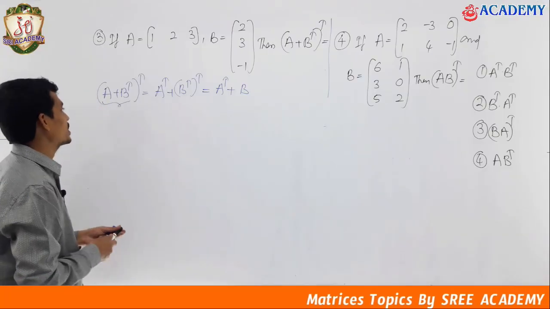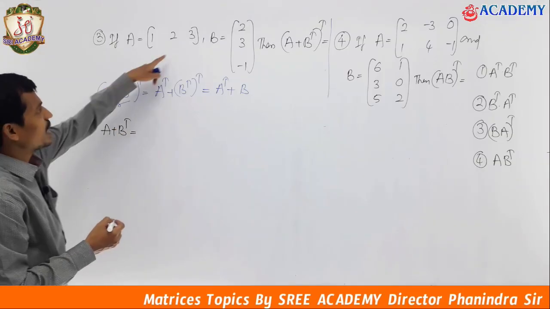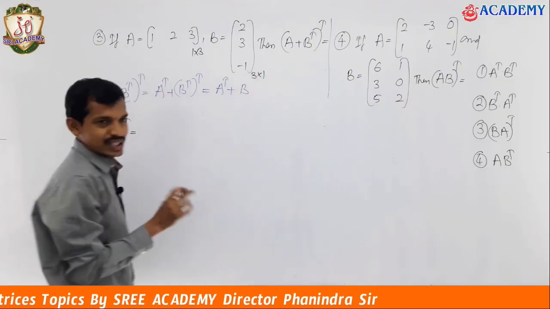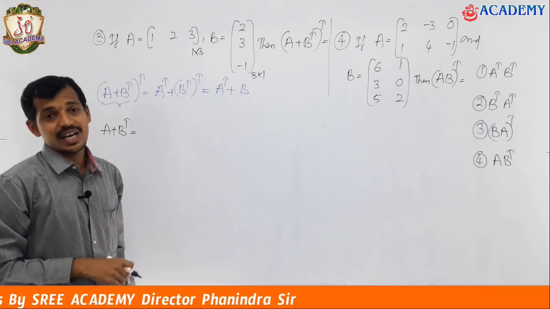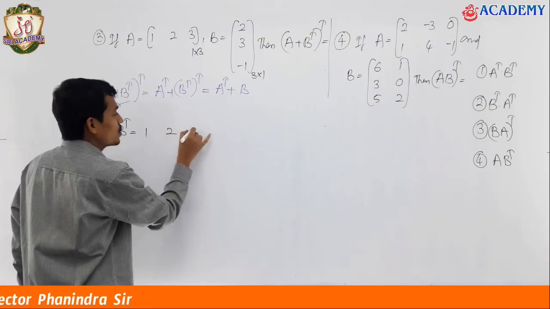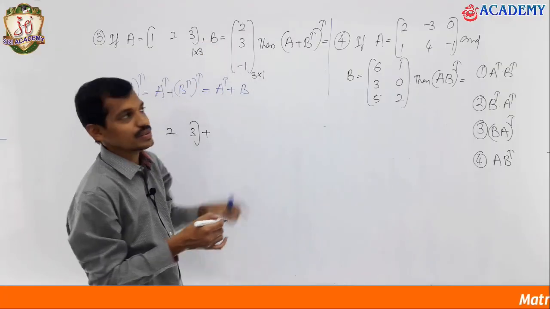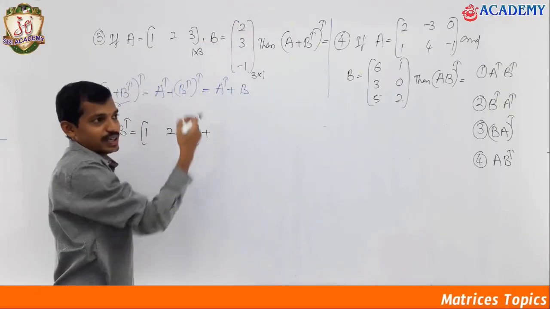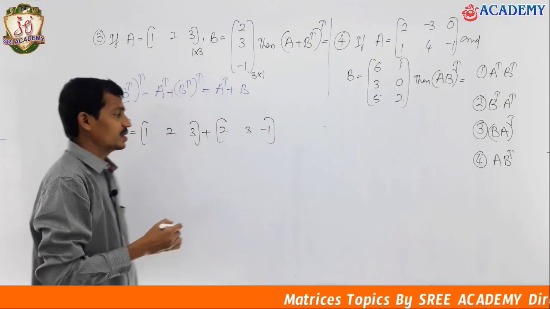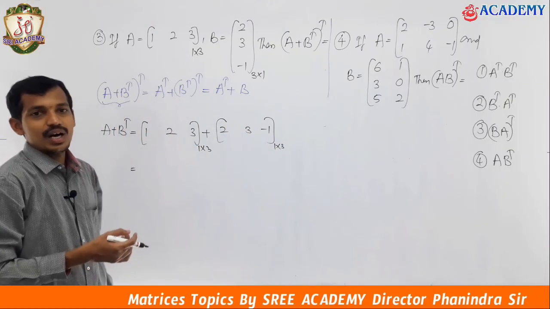First I will write A plus B transpose. A matrix order is going to be 1 by 3. B matrix order is going to be 3 by 1. If both matrices' orders are the same, then only we can add the matrices. That's why it is given A plus B transpose. A is 1, 2, 3. B transpose is nothing but, here the column is there, you have to write it as a row, that is 2, 3, minus 1. Now this is also 1 by 3, so we can write the answer, and that answer is also of order 1 by 3.